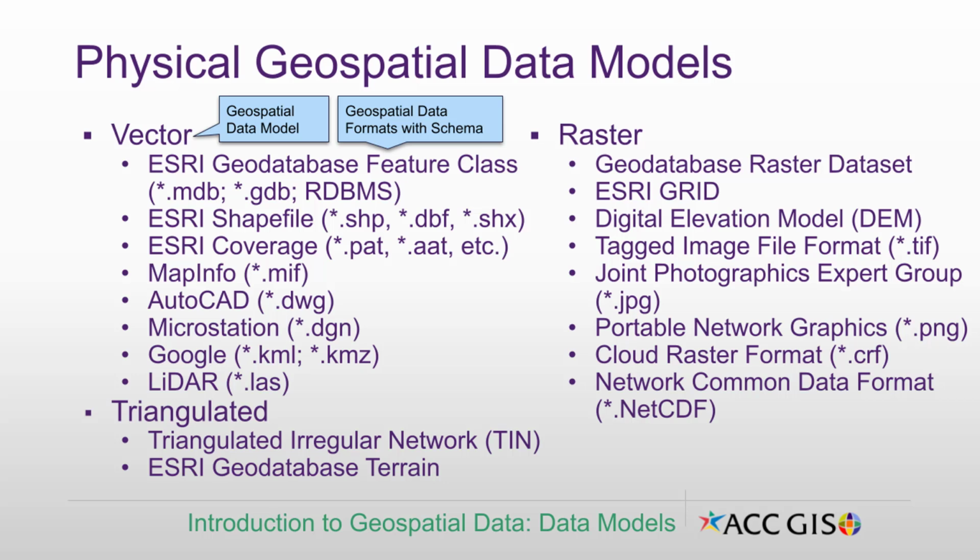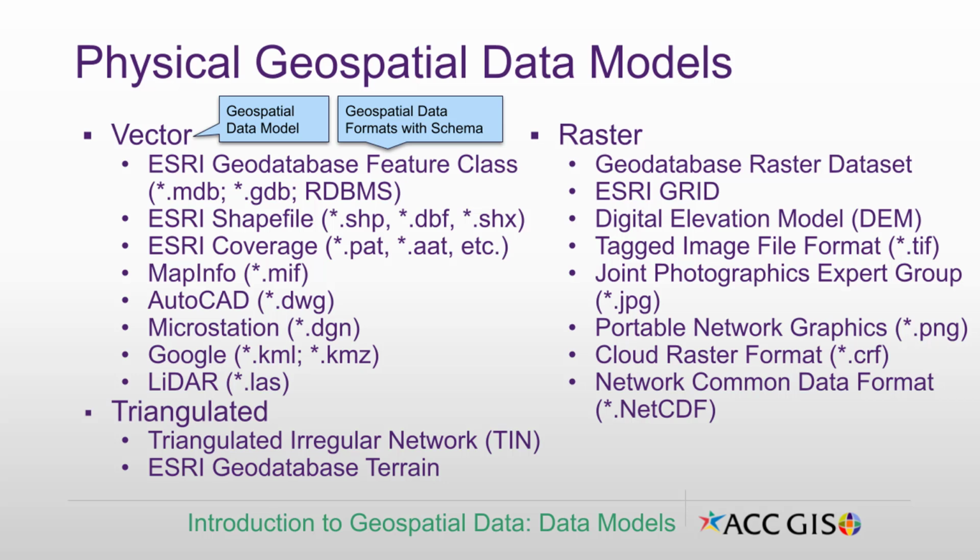Once we've conceptualized our geospatial data and selected a logical representation, the last stage in the geospatial data modeling process is to select the physical data model. And you can see a number of physical data models categorized here as vector, raster, and triangulated. Vector data, again, are discrete points, lines, and polygons, for example.